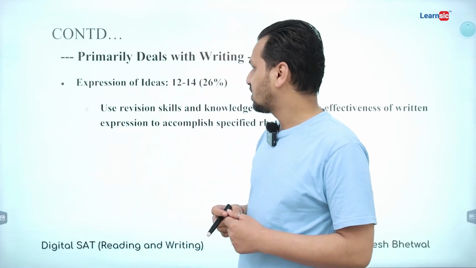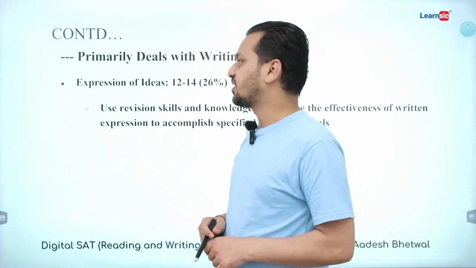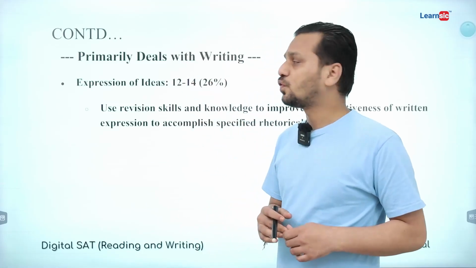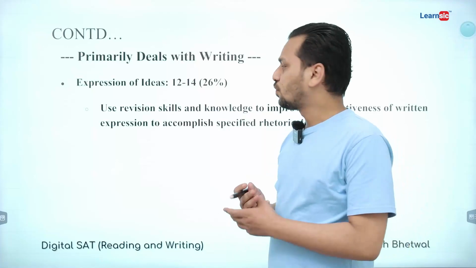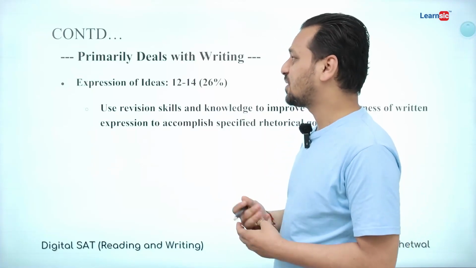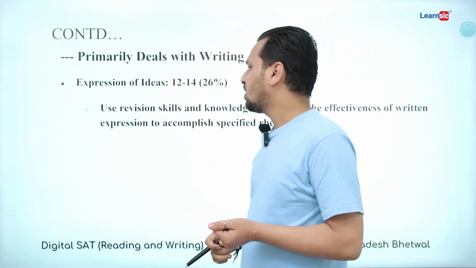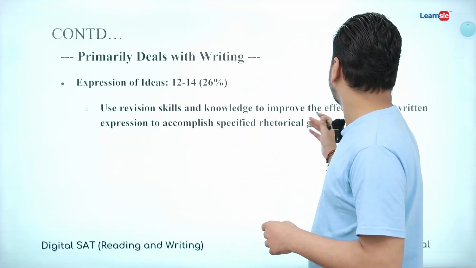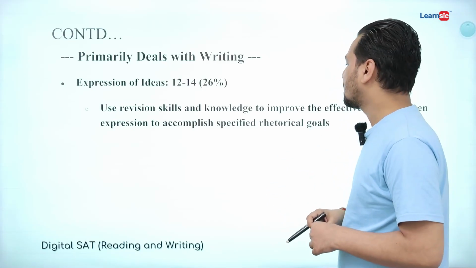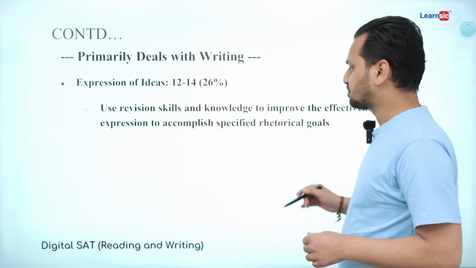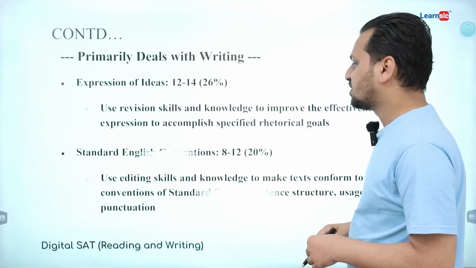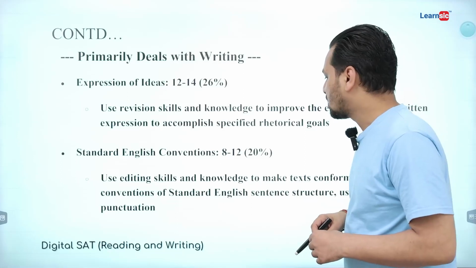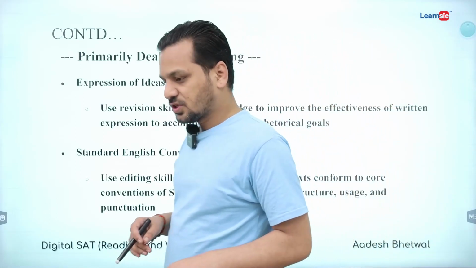And now the third is expression of ideas. This primarily deals with writing. From this domain, you'll be getting 12 to 14 questions, which accounts for 26% of the total. In this domain, you use revision skills and knowledge to improve the effectiveness of written expression to accomplish specific rhetorical goals. And now the last domain is standard English conventions, from which you will be getting 8 to 12 questions only, and this is 20% of the total.